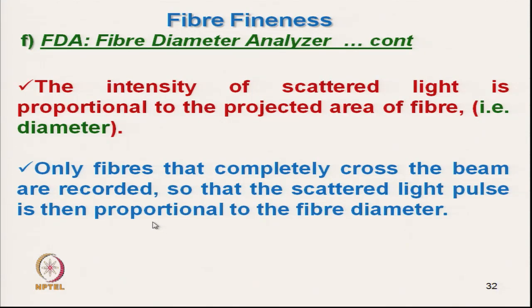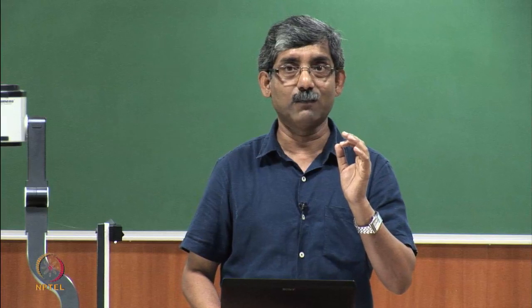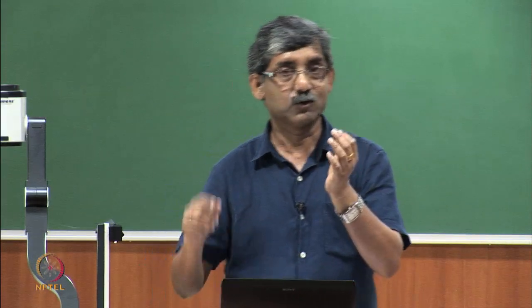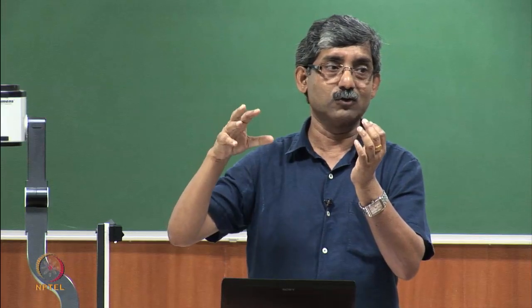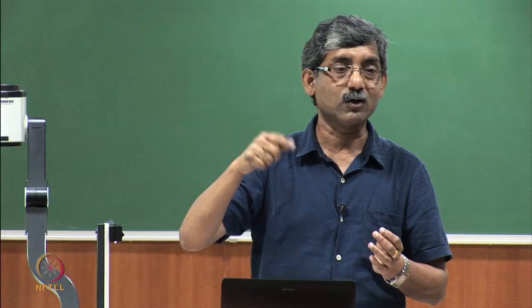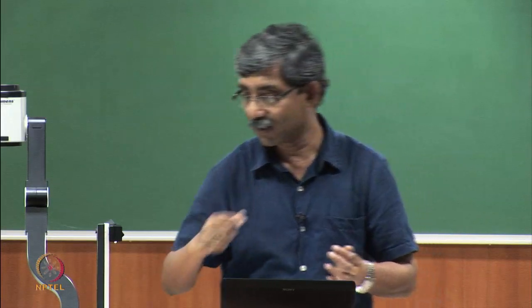And another arrangement made here is that only fibers that completely cross the beam are counted. There will be a few fibers which cross the beam partially. The 200 micron diameter circular beam is fixed, and the slurry is moving. So, if the fiber is not crossing 100%, now let us see.